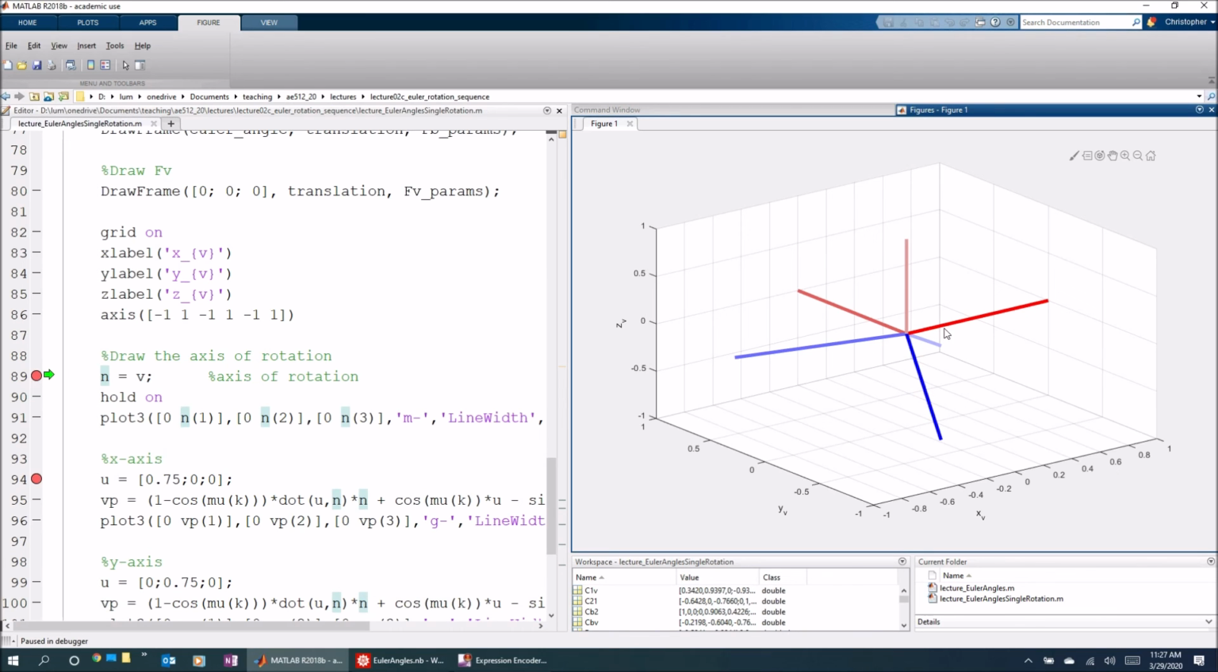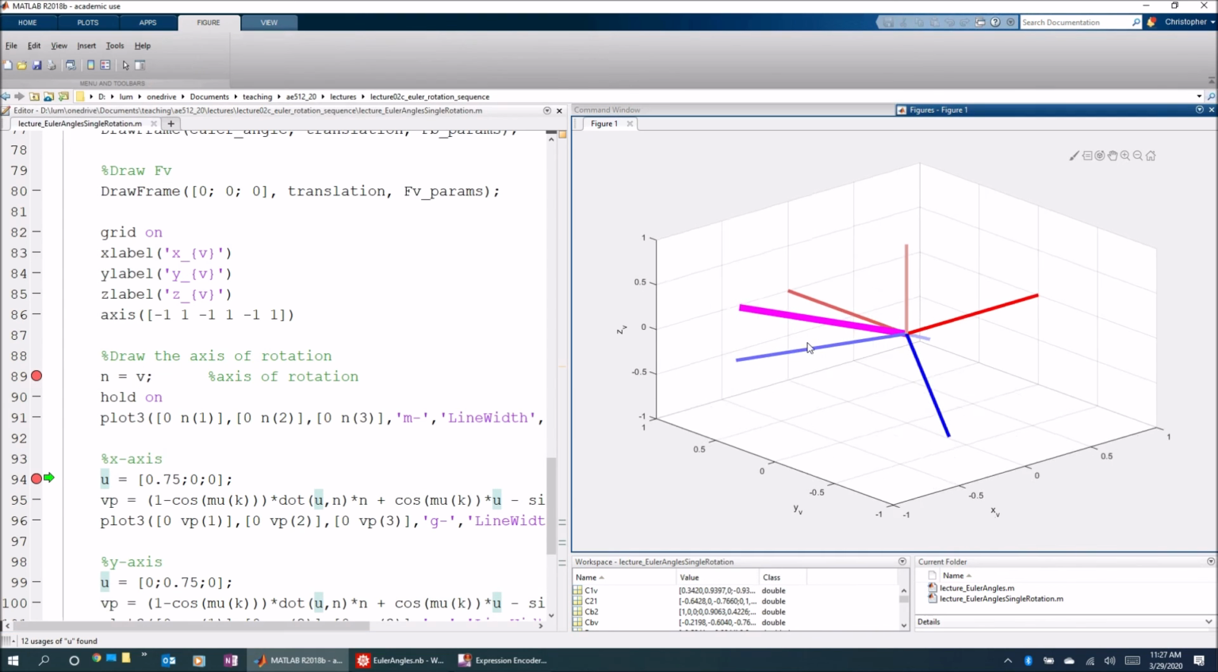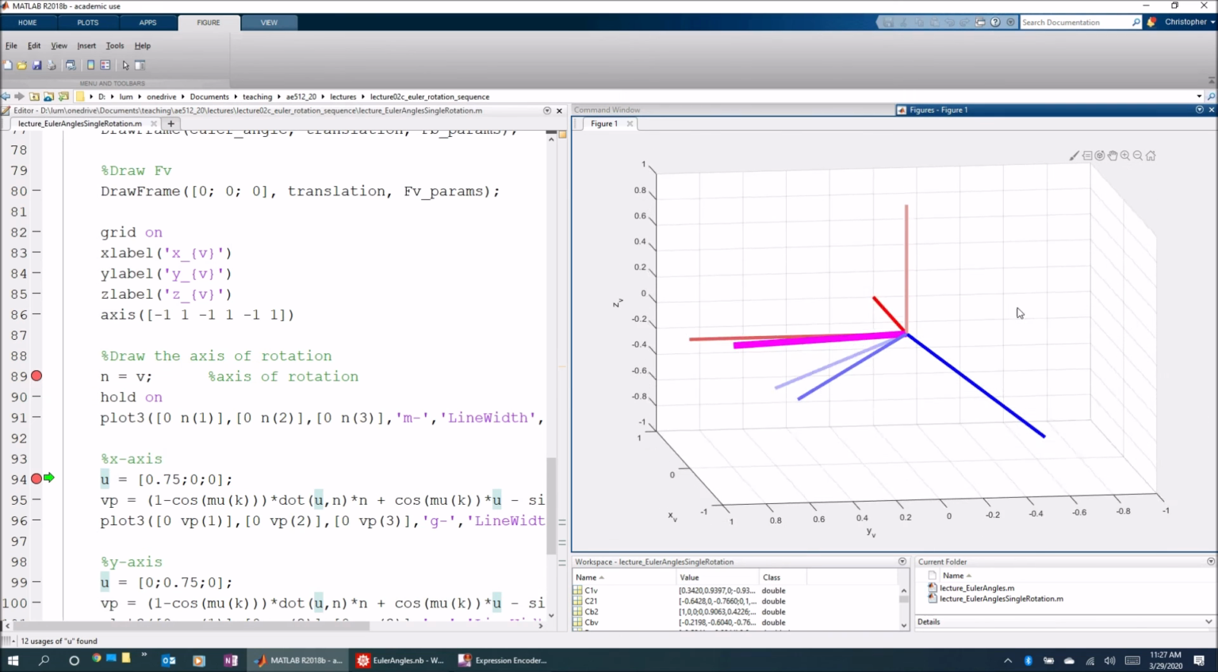That's how we got from the northeast down to the body frame. Now, what I want to do is plot this axis of rotation here. I think in Rodrigues' terminology, we called it the vector N. N is the axis of rotation. We are going to choose that to be the eigenvector associated with the unity eigenvalue. If I plot that, that is this magenta line right here. So this magenta line is the axis of rotation.